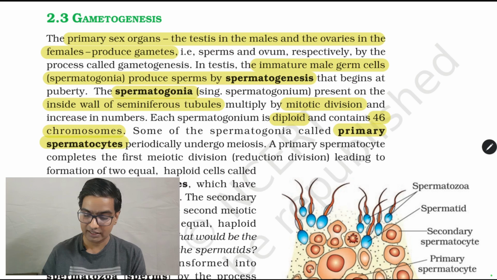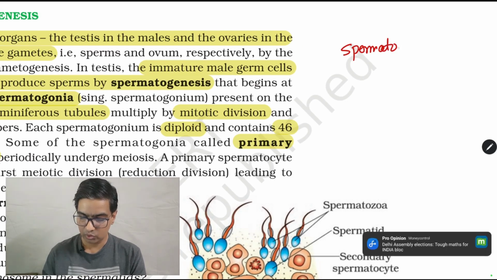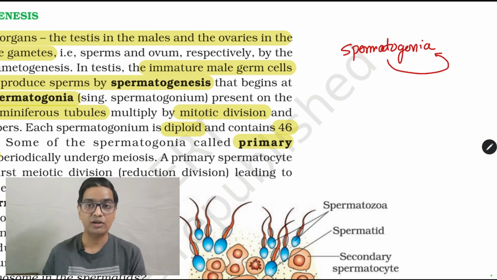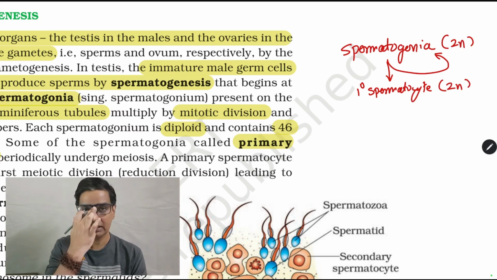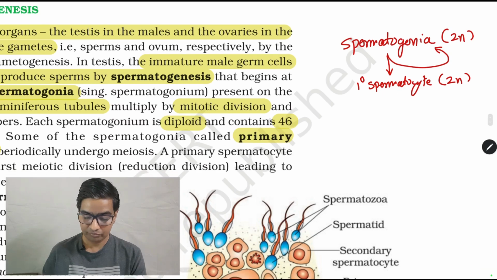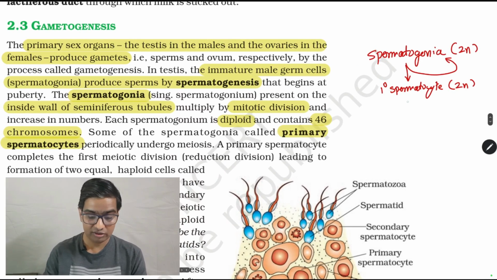What I'm trying to get at is this: there are many spermatogonia. The spermatogonia can undergo repeated mitosis. Some of them will become primary spermatocytes. Simple. Understand, spermatogonia 2n, spermatocyte 2n. Easy, simple, cool. Now the primary spermatocyte starts undergoing meiosis 1.